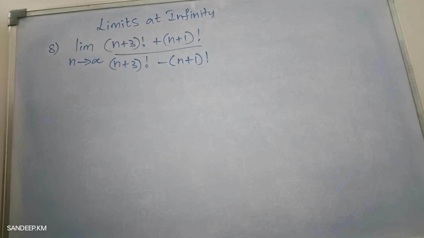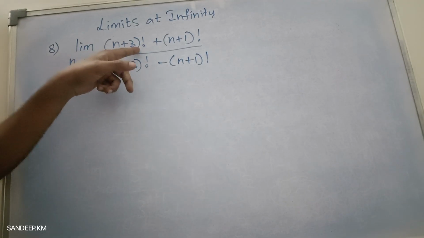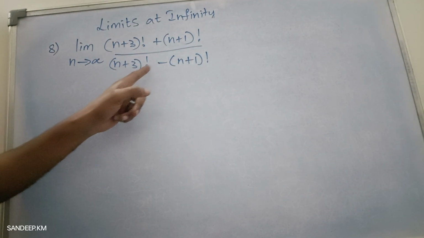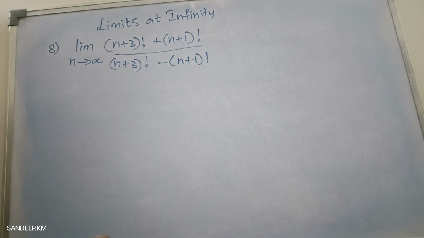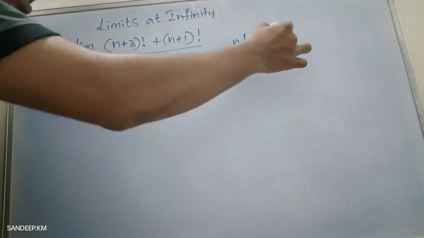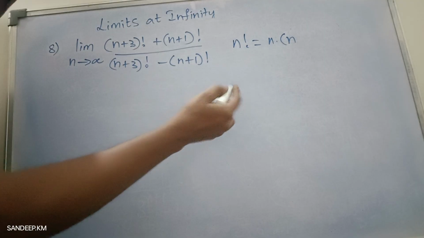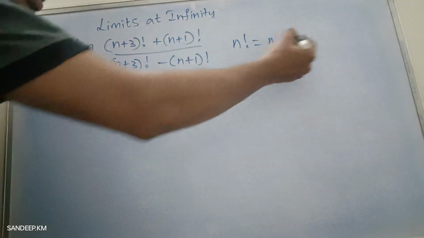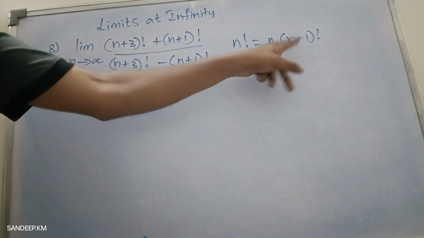So here is our question number 8. Limit n approaches infinity, (n plus 3)! plus (n plus 1)! divided by (n plus 3)! minus (n plus 1)!. So you should have the basics of factorials. What is it, dear students? Generally we can say that n factorial is n into its junior. That means what? After n, what integer will we get? After n, in decreasing order, n into (n minus 1)!. So n factorial will be n into (n minus 1)!.